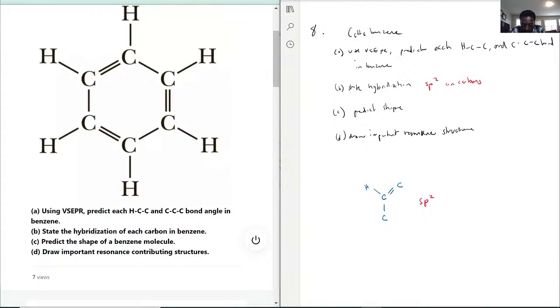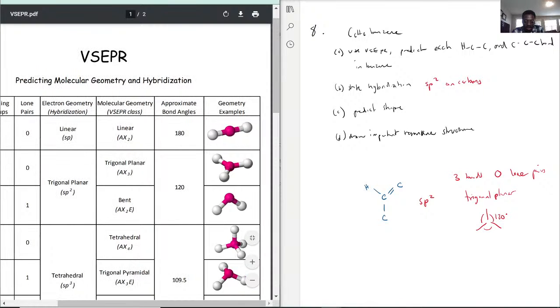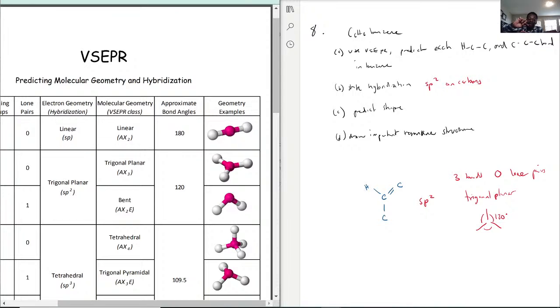Okay, and that's what they're asking for. Now that we know it's sp2, in terms of the actual VSEPR, we have 3 bonds, right? And 0 lone pairs. Because we have 3 bonds and 0 lone pairs, it's going to be trigonal planar. That's going to be the shape of it, and every bond is going to be 120 degrees from each other, because it's kind of like a perfect triangle. And we do have our VSEPR sheet here: 3 bonding groups, 0 lone pairs, trigonal planar. So it's flat, and every part is 120 degrees.